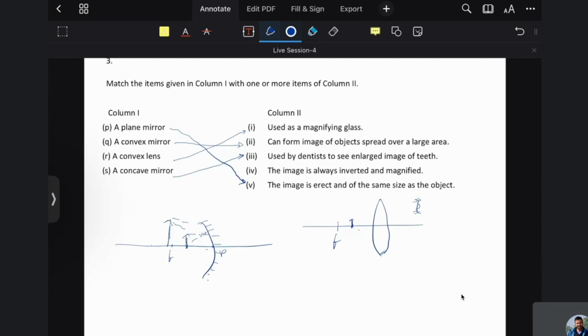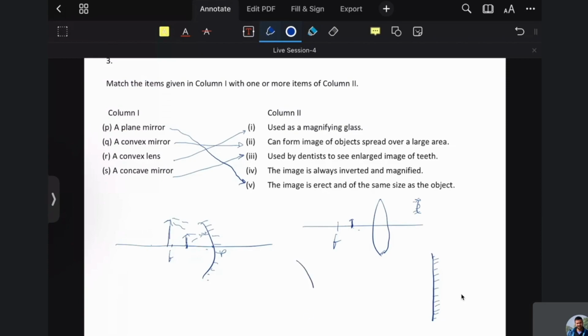Do you have any doubt here? Sir, please explain plane mirror and convex mirror. A plane mirror is the simple mirror that you have in your home. And a convex mirror, so this is a concave mirror.